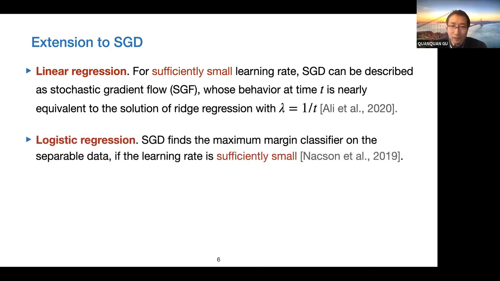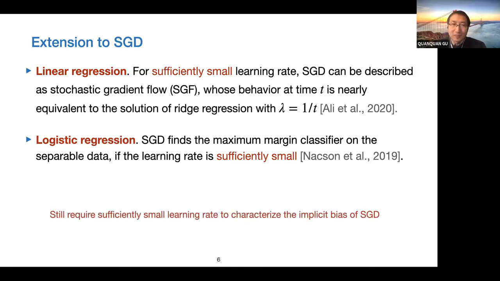For logistic regression, there's also such a result which shows that SGD can find a max margin classifier on separable data, but the condition is that the learning rate needs to be very, very small. As I will explain later, this result is important, but it's not that surprising, because when the learning rate is very, very small, the behavior of gradient descent and stochastic gradient descent will be very similar to each other. But in practice, people never use very, very small step size for stochastic gradient descent. That's why we think it's important to study stochastic gradient descent with moderate learning rate, because this is the regime where deep learning is so successful.